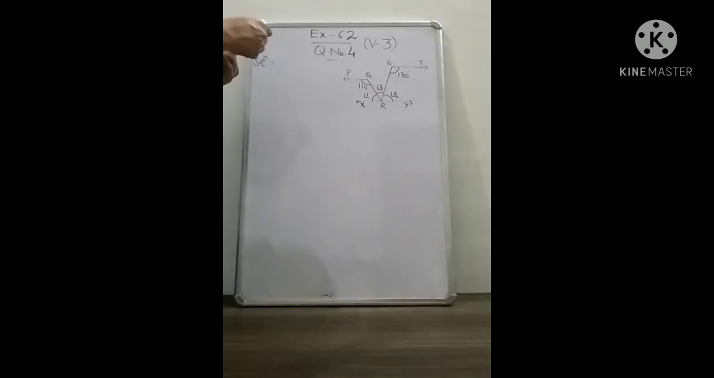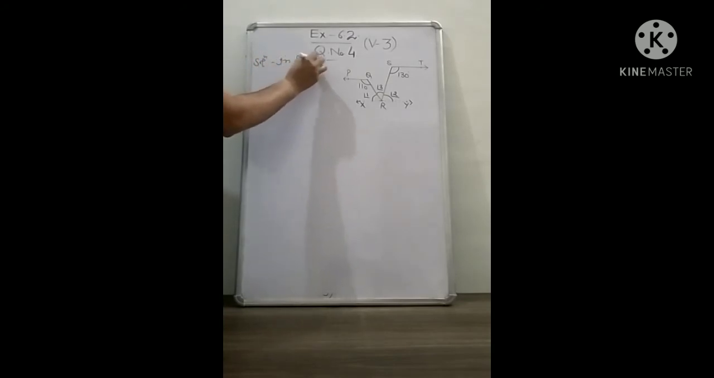So first of all, write down the given things. In the figure, PQ is parallel to ST. Then angle Q is 110 degree. Same way, angle S is 130 degree. And you have to find angle 3.